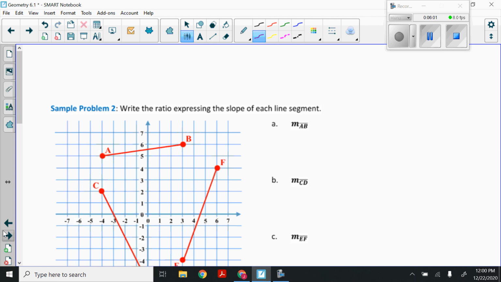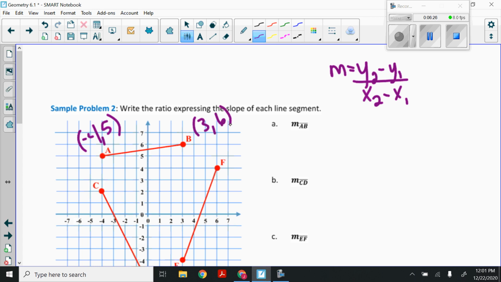So it says write the ratio expressing the slope of each line segment. So let's recall what our formula is for slope. So slope is y2 minus y1 over x2 minus x1. So part A wants the slope of A to B. So let's see, A, this is the point -4 comma 5. B, this is the point 3 comma 6. So the slope of A to B is equal to 6 minus 5 over 3 minus -4.